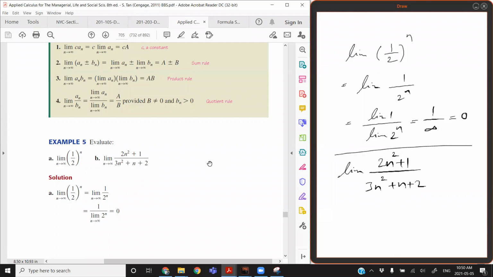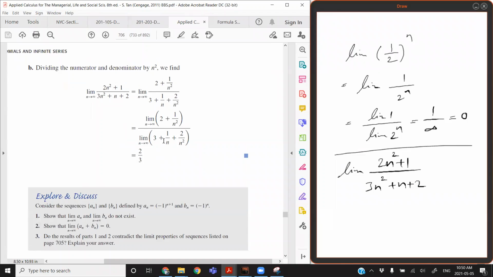The method that we used with functions was that we would divide the numerator and the denominator by the highest power of the denominator. So I'm going to show you what I mean here. If you divide the numerator by n squared, you're going to get 2 plus 1 over n squared. You do the same thing for the denominator. So you divide the numerator and the denominator by n squared. This term here divided by n squared is just 3. This term here divided by n squared is 1 over n. And this term divided by n squared is just 2 over n squared.